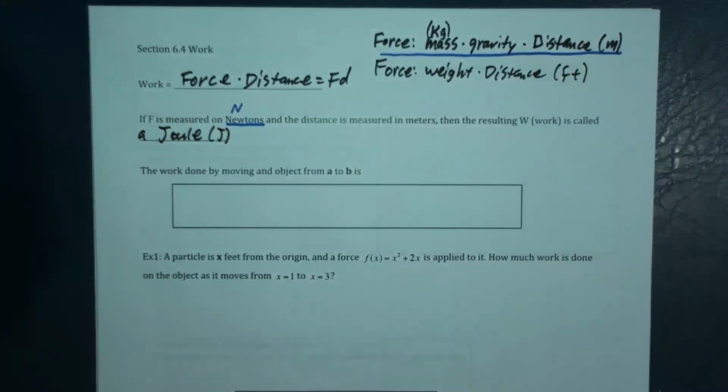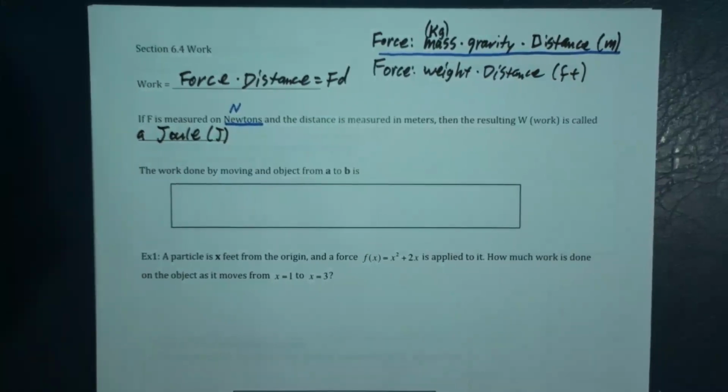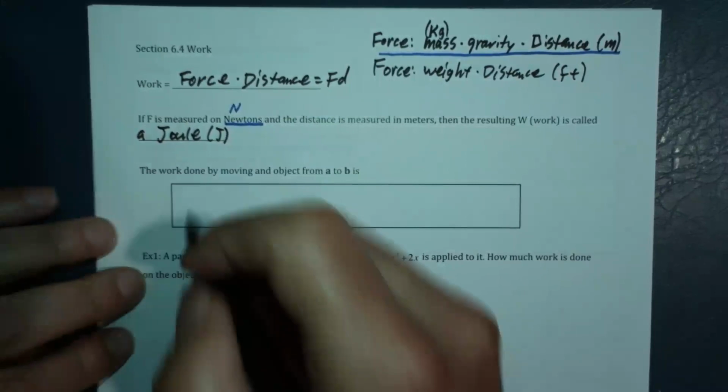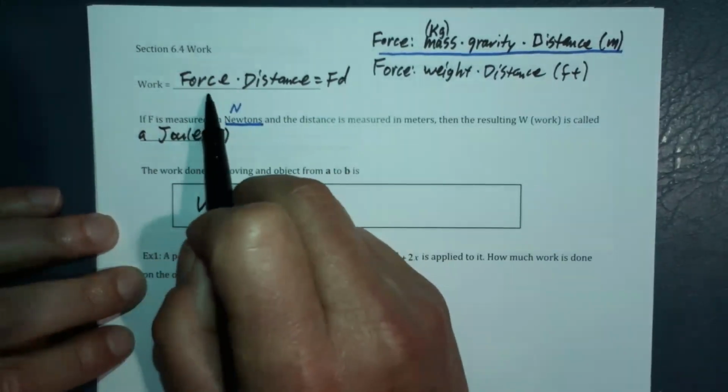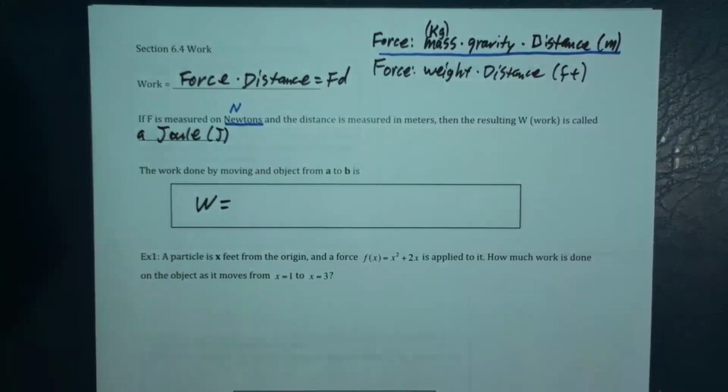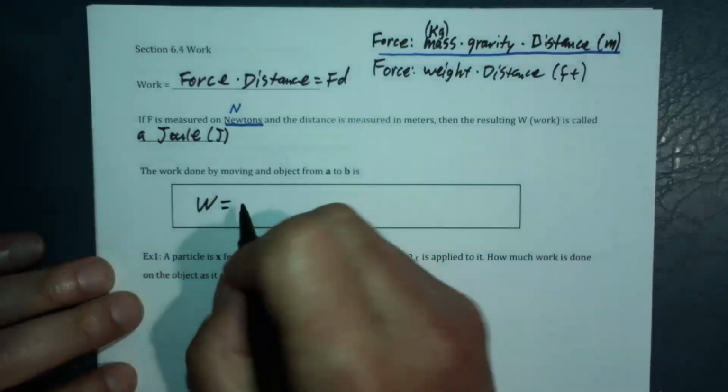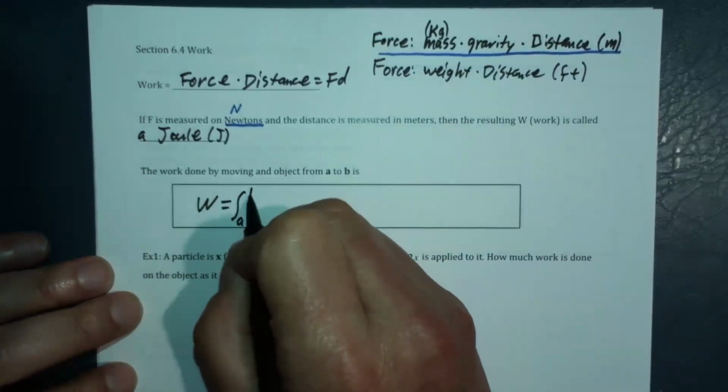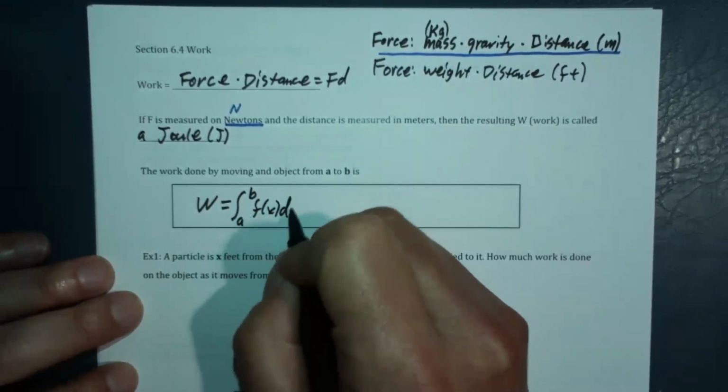All right, so let's jump to it. The work done by moving an object from A to B is work. Now, it's force times distance, but I want you to think about a heavy cable that's hanging off the side of an edge. When you go to pull that cable up, you have to pull the entire weight of that cable up. But every pull, it gets lighter and lighter because less of the cable is hanging over the edge. So if you break that down into infinitesimals, the dx's and stuff like that, what we're going to end up with is the integral from A to B of f of x dx.